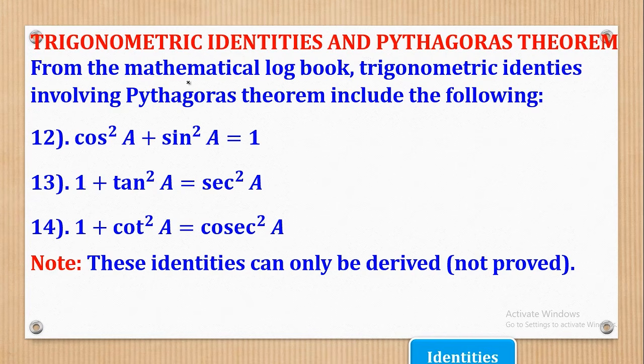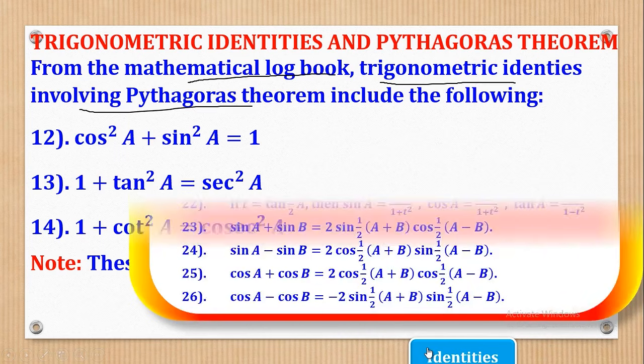So from the mathematical logbook, as long as you are in A-level, you are supposed to get a mathematical logbook, because that logbook has mathematical tables which are used in math for A-level, and also a list of formulae which are useful as you are doing your exam. So in that mathematical logbook, when you look at page 60, you'll find a list of trigonometric identities. Actually, a sample of that list is here.